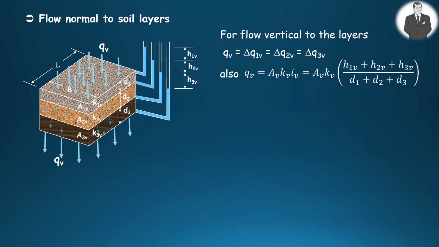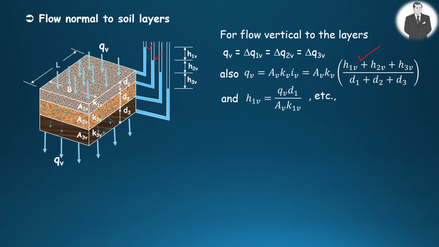the rate of flow of water passing through soil mass can be given by A times K times i. A_v is the cross-sectional area of soil mass perpendicular to the flow of water, k_v is the average permeability of the soil under consideration, and i_v is the total hydraulic gradient, because the head loss for each layer is different as shown in the figure.